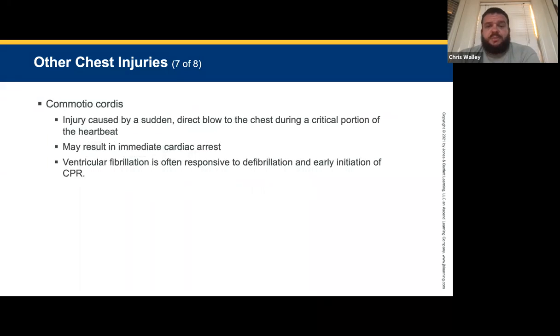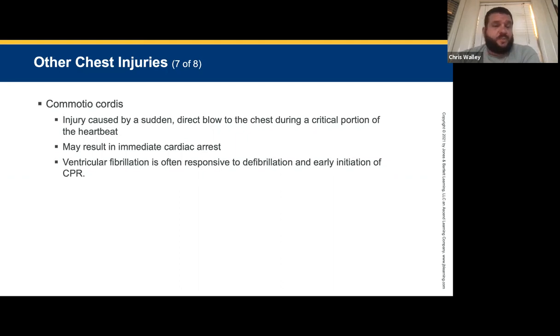Commotio cordis is a blunt injury to the chest, caused by a sudden direct blow to the chest that occurs only during critical portions of the person's heartbeat, resulting in immediate cardiac arrest. The resulting ventricular fibrillation is often responsive to defibrillation and early CPR. So if you get to them fast after they've had that boom, bump, and now they're dead, because you created such a massive impact to the chest, the heart was like, oh God, I don't know what to do. But they will respond to good CPR, good early defibrillation, and good ventilation. So you can create energy back into the heart. You can shock it back into a rhythm.